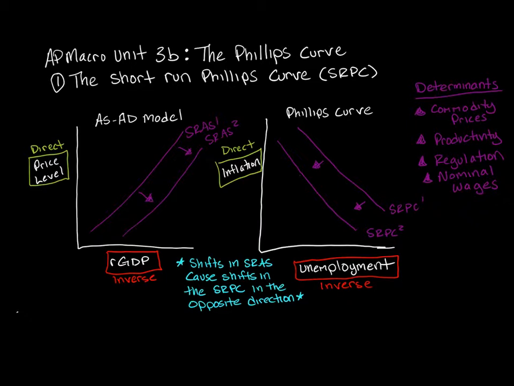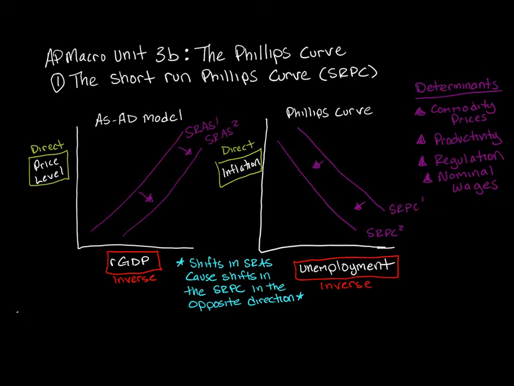The price level on the aggregate supply aggregate demand model should have a direct relationship with the inflation rate on the y-axis of the Phillips curve. So if price level is rising, another name for the aggregate price level going up is inflation, and vice versa. What this should mean in practice is that the up and down movement of the Phillips curve should mirror the up and down movement of the aggregate supply and aggregate demand model.